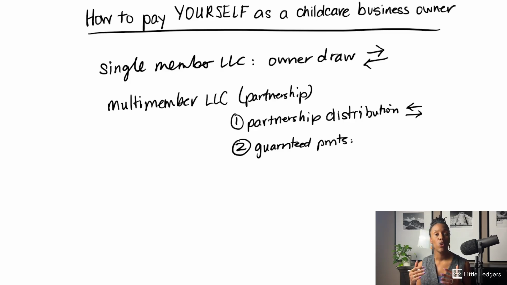The same way that you would pay yourself for your partnership distribution through a bank transfer or check, you can also do that with your guaranteed payments, but they need to be regular and they need to be stated in your partnership agreement.